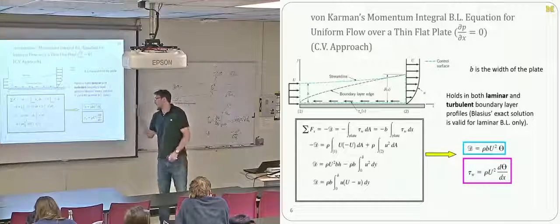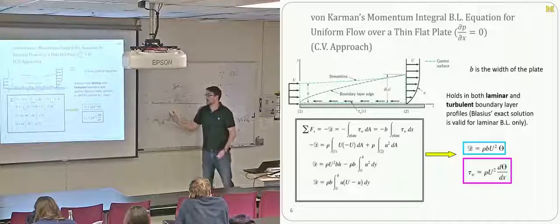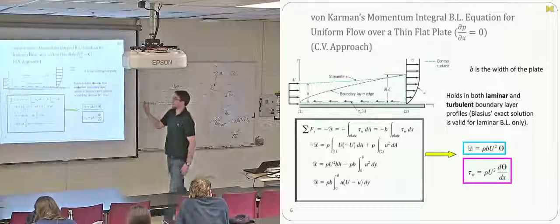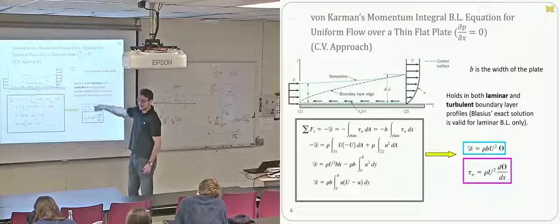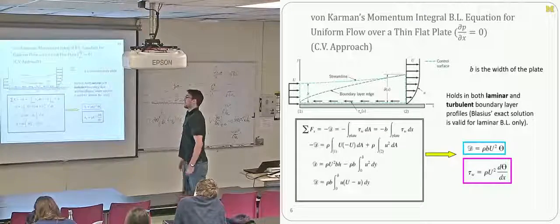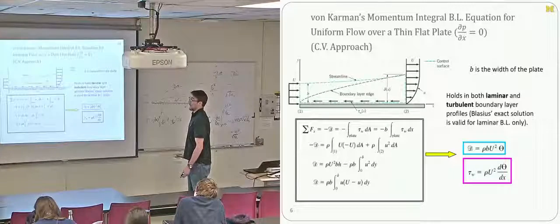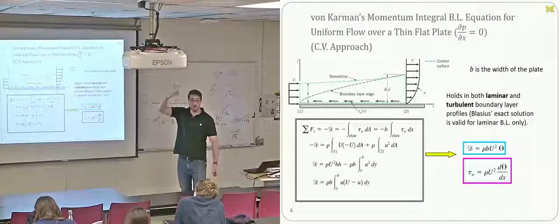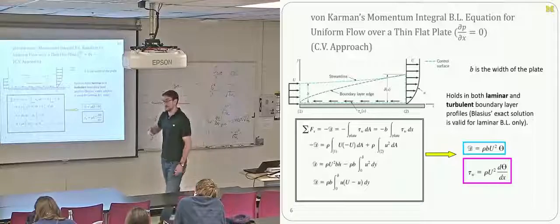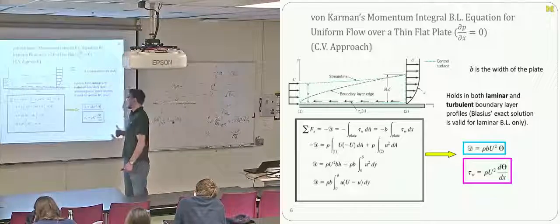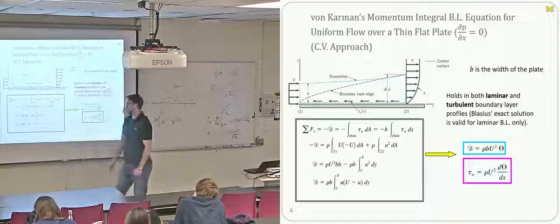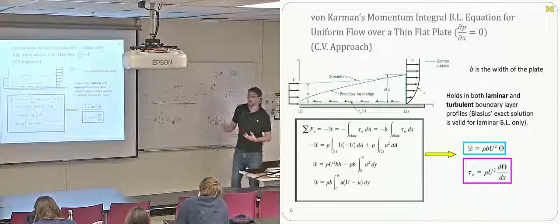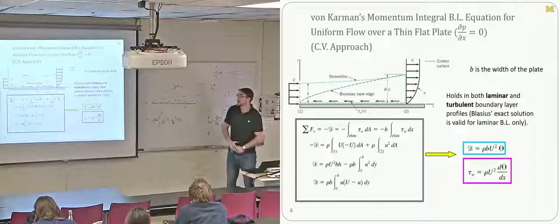But that's not what we're interested in. We want to say, for example, what happens if the velocity profile is not necessarily laminar? What happens if we don't have that table of values for the Blasius solution right in front of us? This is an approach that is a little bit more tolerant of not knowing the exact solution.